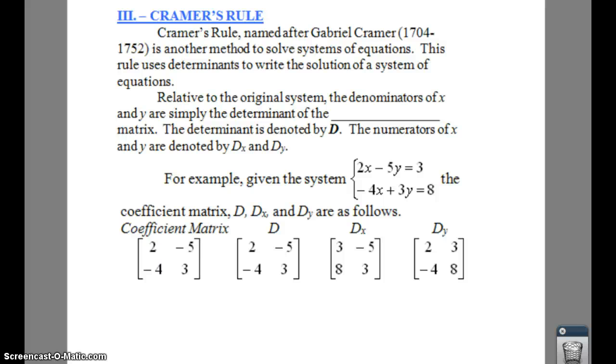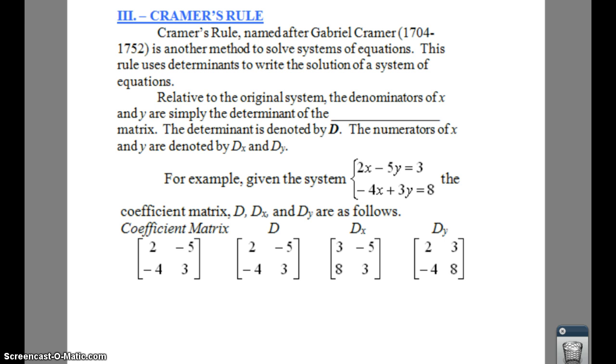Right, here we go with Cramer's rule. Cramer's rule is named after this nice guy, Gabriel Cramer. What he did was he devised another method for solving systems of equations. What we're going to do is find basically three different determinants, and we're going to end up dividing them.